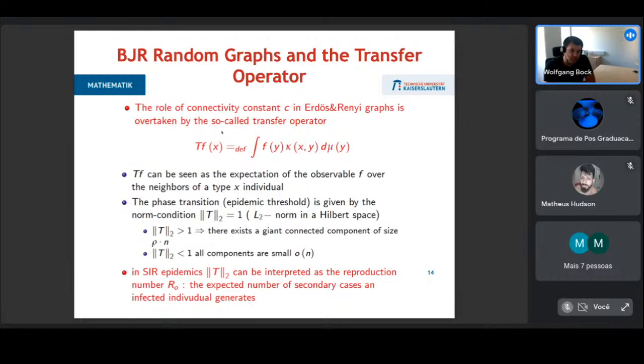So this transfer operator, with all of these kernels plugged inside, tells me the existence of a giant component. This one is shown, this one is known, and you can really rely on this. And in SIR dynamics, the norm of this T can be interpreted as the reproduction number R0. So what happens now is that this transfer operator is governing the connectivity, that means the whole infection process. The kernels tell you the transition probability, or let's say the connectivity probability, between two nodes.